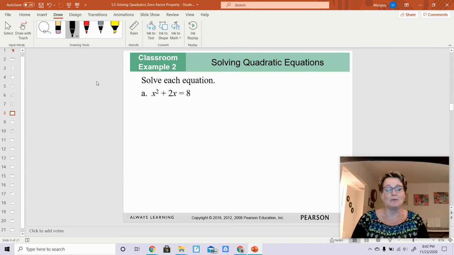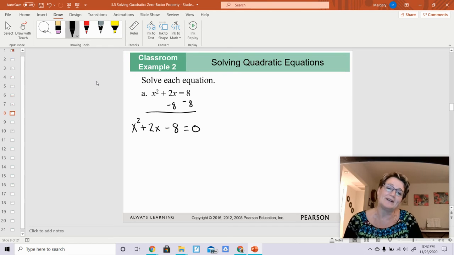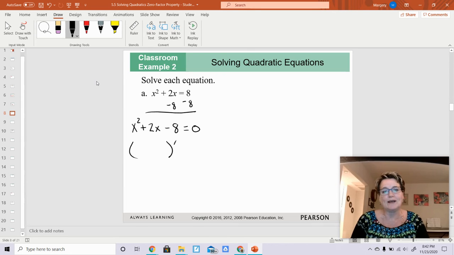Now we have this problem. We cannot solve this problem yet. It is not factored already for us. It needs to be set equal to 0. So what I'm going to do is minus 8 from both sides. And I'm going to get x squared plus 2x minus 8 equals 0. Now, from before, we factored things like this earlier on in 5.2, I think it was. So I'm going to go ahead and factor this.